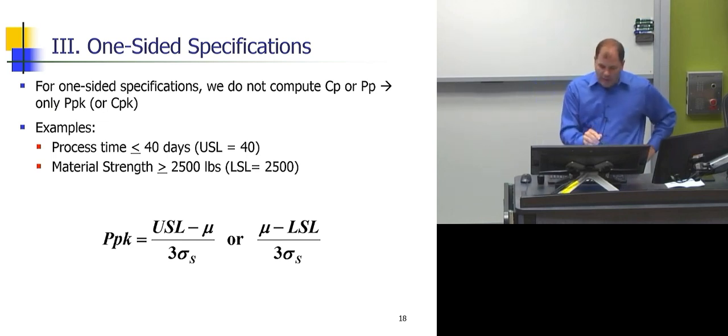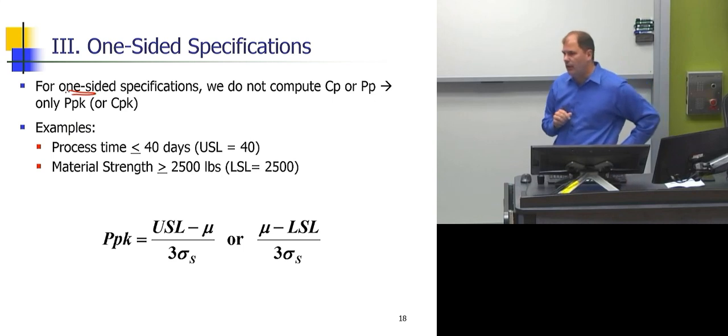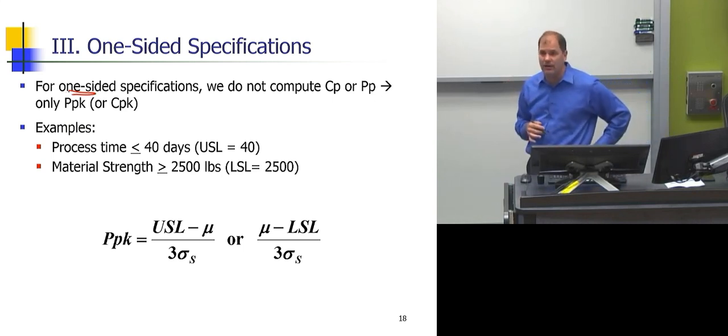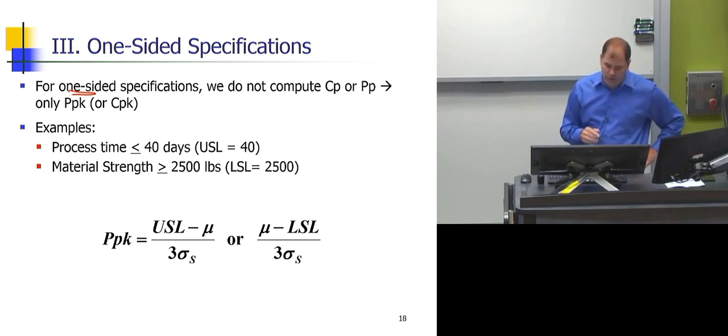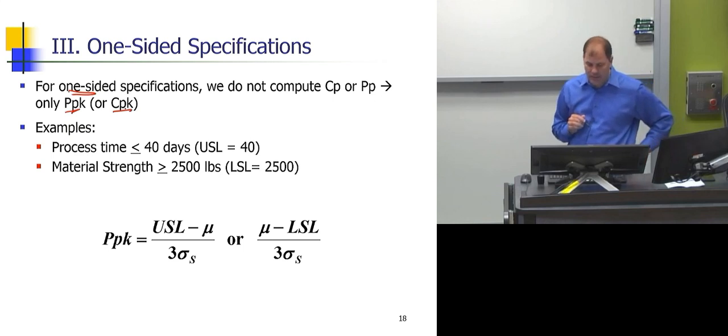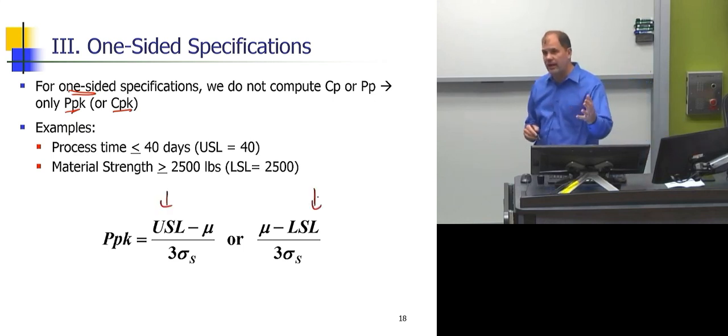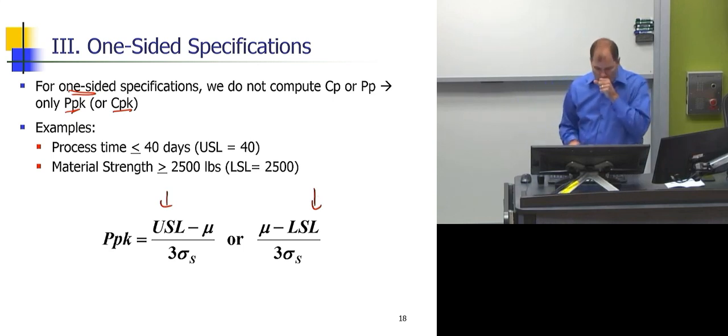Sometimes we have a one-sided specification. If you have a one-sided specification, there is no USL minus LSL. In that case, we are just going to either calculate PPK or CPK, and our formula is going to depend on whether or not we have a USL or an LSL.